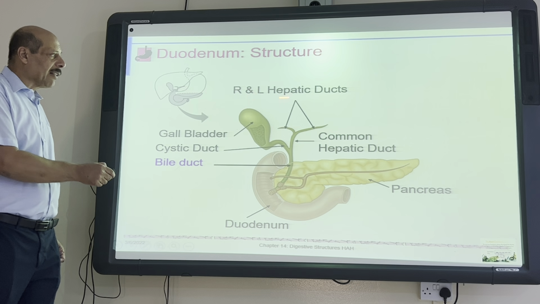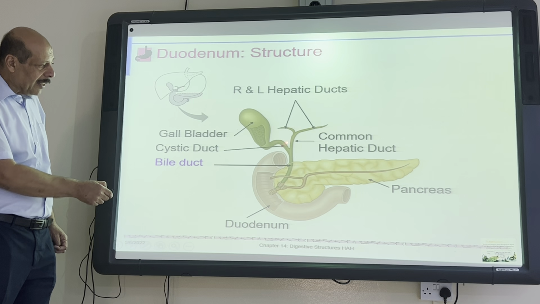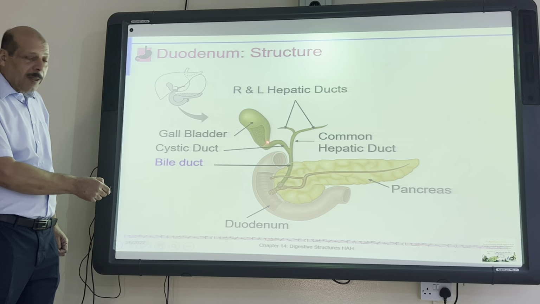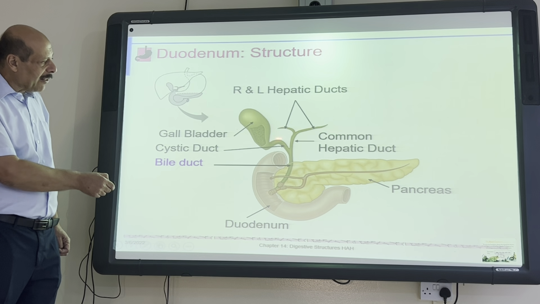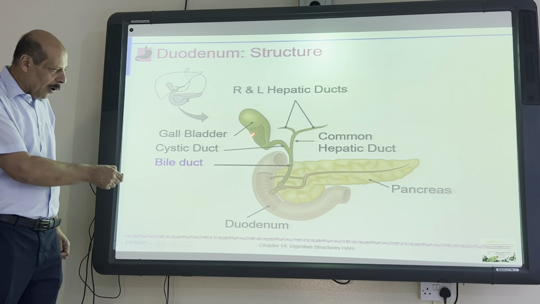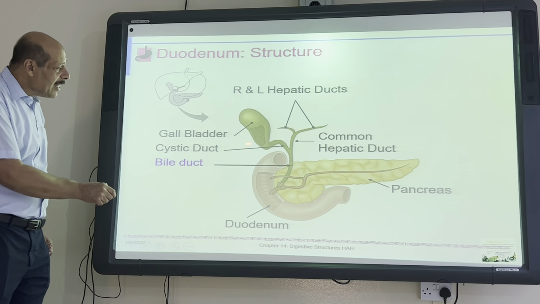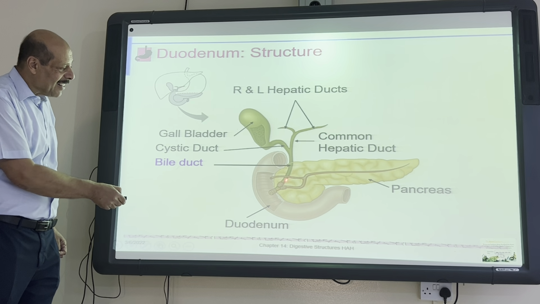So here the right and left hepatic duct, this is the common bile duct. It will lead to the gallbladder. So the excretion from the liver will be stored in the gallbladder. This, we call it the cystic duct.